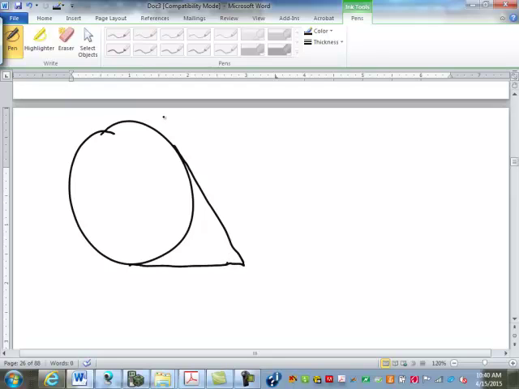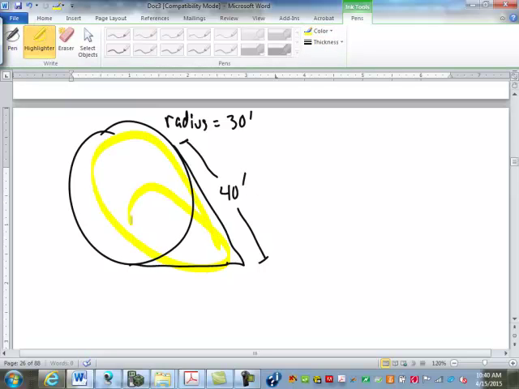Well, let's say that the radius of this circle is 30 feet. And let's say that from here to here is 40 feet. I want to find the area of this whole thing. How am I going to do that?